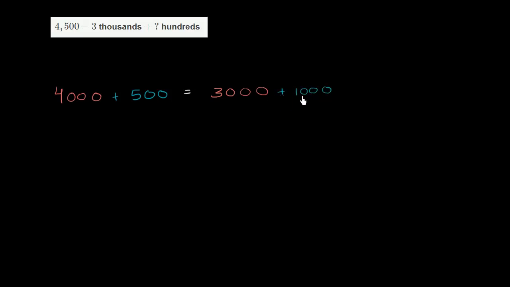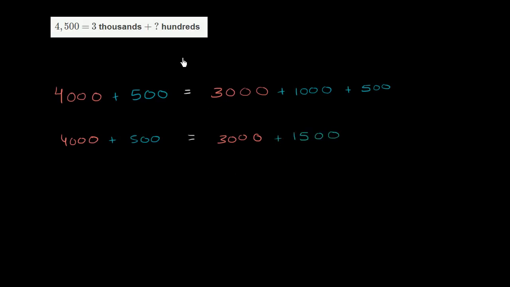And now we just have 3,000 plus 1,000. This makes it the 4,000. But then, of course, we also need another 500. So we're going to need plus a 500 right over here. So in order for these two things to be equal, we need to say 4,000 plus 500, plus 500 is equal to 3,000 plus 1,500, plus 1,500.